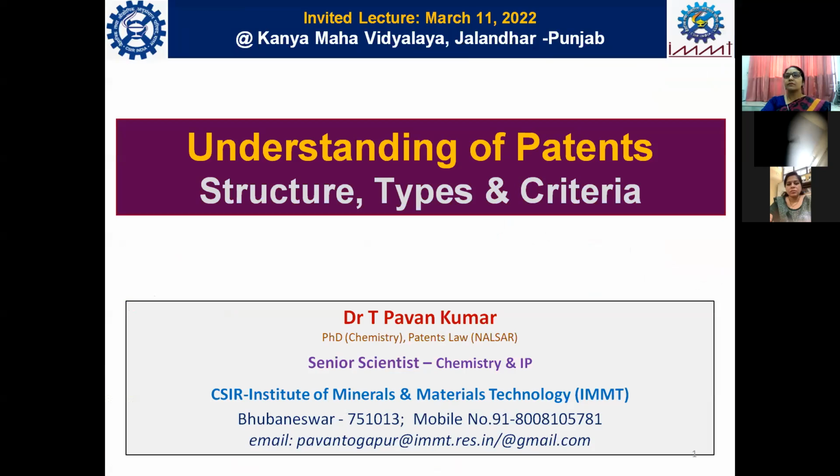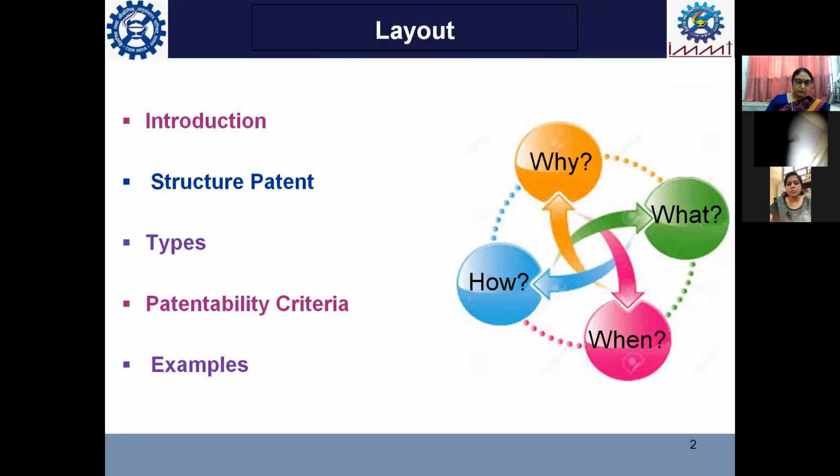So good afternoon. Welcome back to this program. Today, in the second day, we'll be discussing the topic understanding of patents. We'll look into the aspects of patent structure, types, and criteria. This is the layout. I'll be giving some introduction. Then we look into the exact structure of a patent: what are the different components that go into the patent document. Then some types of patents from different countries, how they appear, and what information goes into their respective patents. Then at the end, we'll discuss what is called patentability criteria.